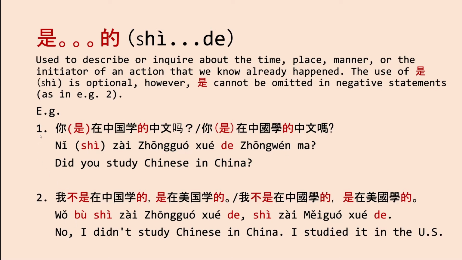So the first example, you can say 你是在中国学的中文吗? Or you can just take the 是 out and say 你在中国学的中文吗? And both of these mean, did you study Chinese in China? And the second example is a negative replying answer to the first example. So you would have to put 是 in the form of 不是. 我不是在中国学的，是在美国学的. No, I didn't study Chinese in China. I studied it in the US.